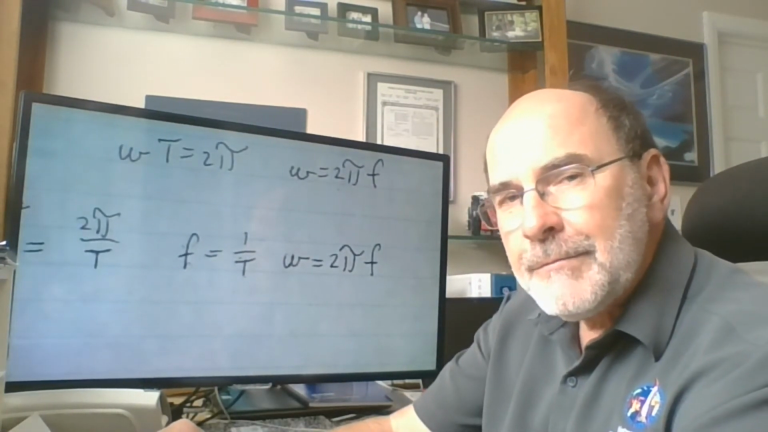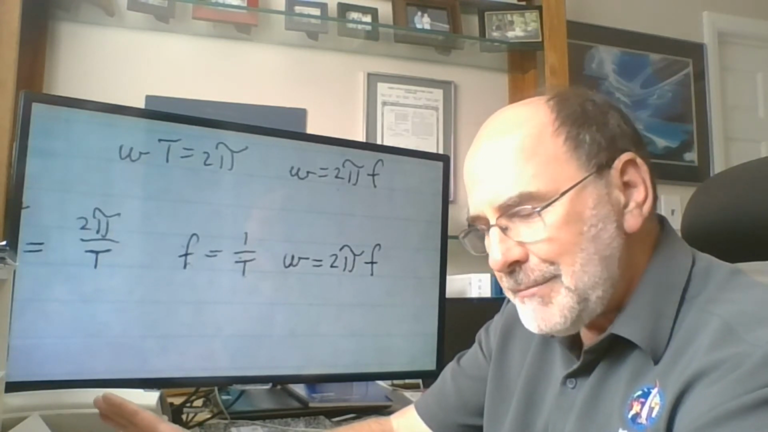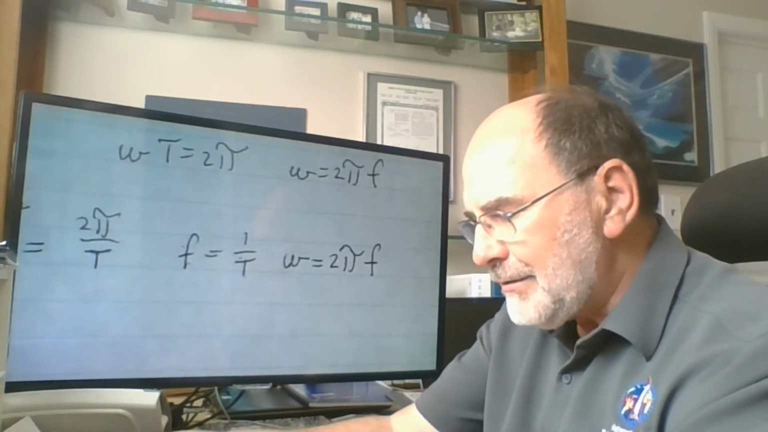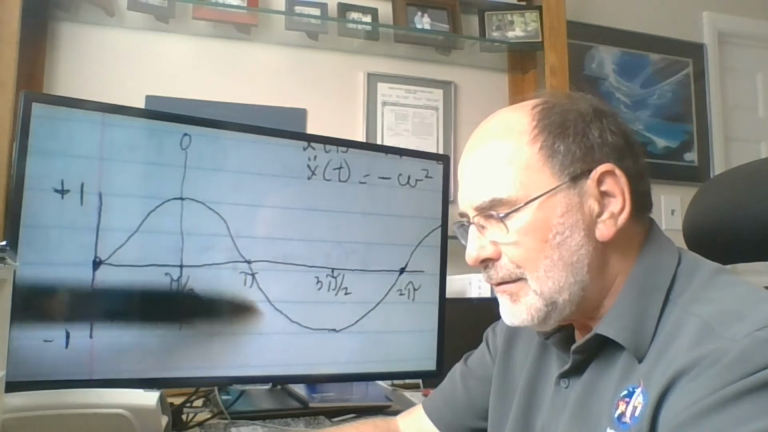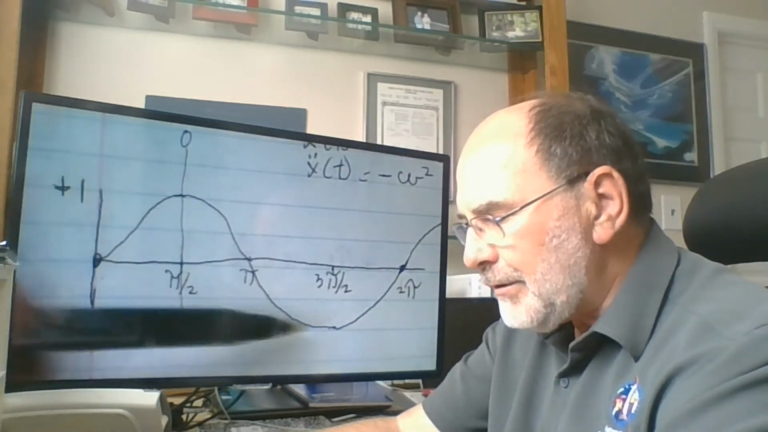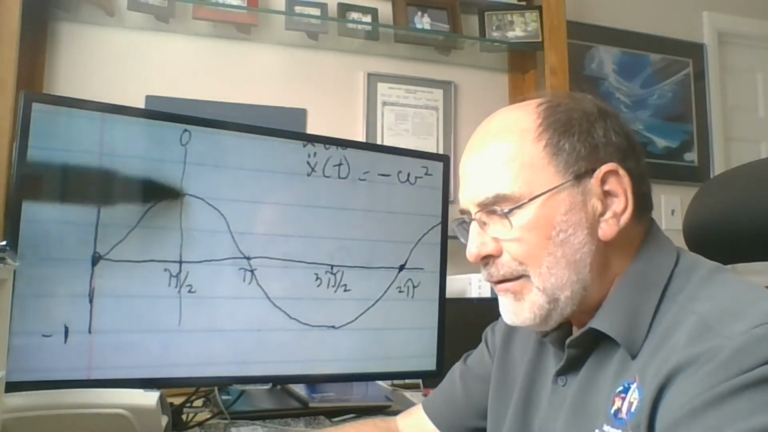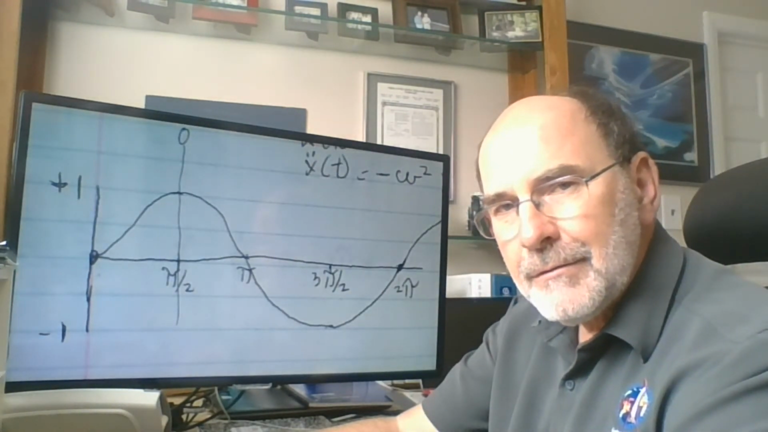All right, let that sink in for a moment. There's some logic to this, trust me. It says when I go through one complete cycle, you have either the sine or the cosine. I will have also gone through 2 pi radians.